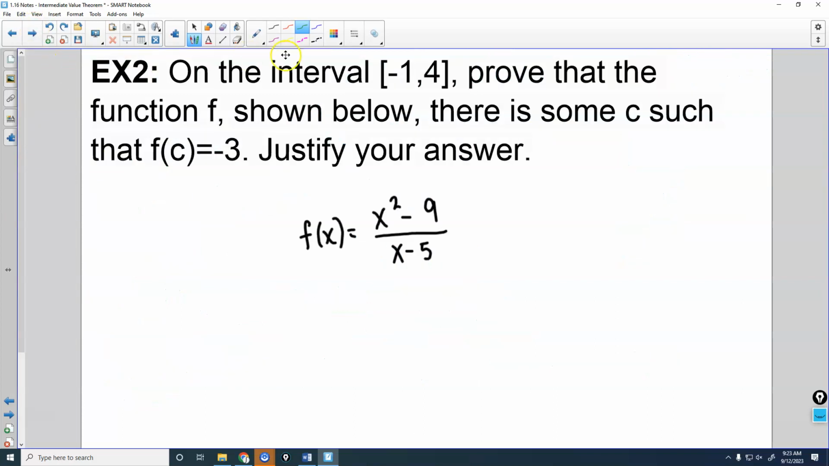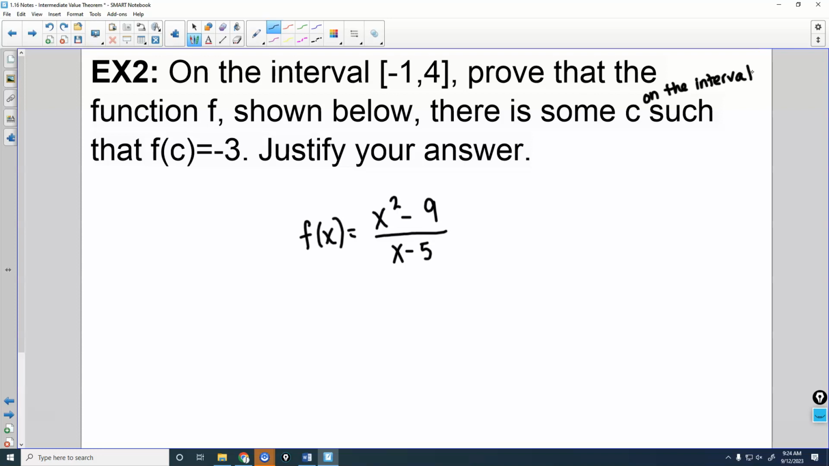All right, so let's look at this one. On the interval from -1 to 4, prove that for the function f shown below, there is some c such that f of c equals -3. I should say some c on the interval, such that f of c equals -3. Justify your answer.